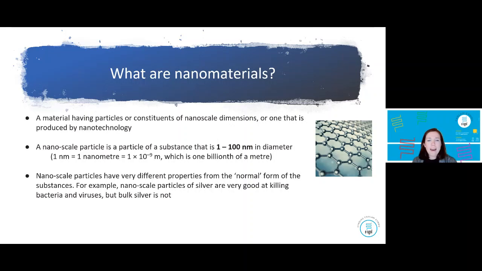Nanoscale particles have very different properties from the normal form or the bulk form of the substance. For example, if we take silver, okay, nanoscale particles of silver are very good at killing bacteria and viruses, and we'll talk about where the silver nanoparticles are used later on. But bulk silver is not. It does not have the same properties, okay? Right, let's have a look at the next slide.